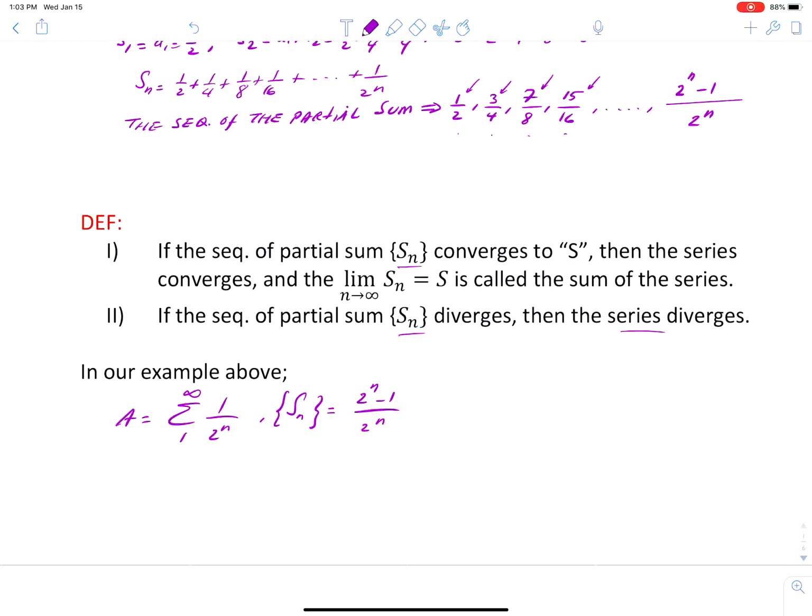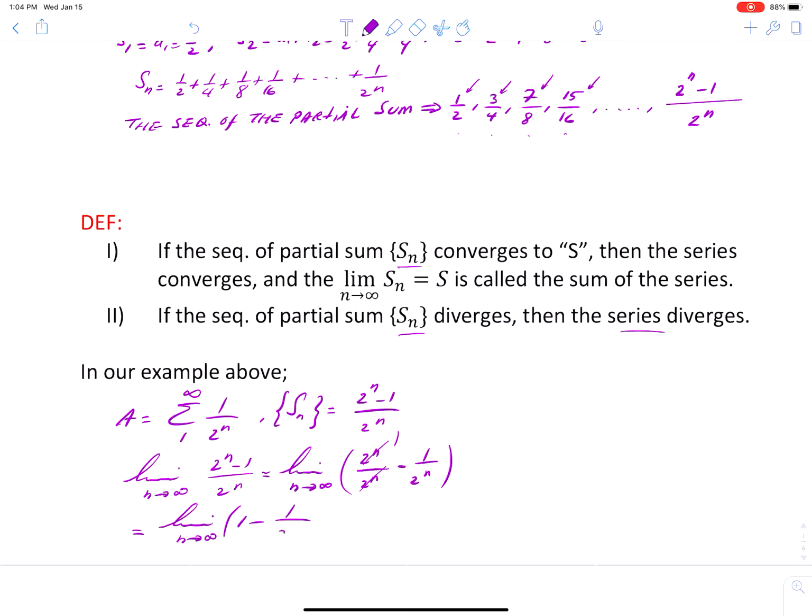So if I take the limit as n goes to infinity of 2 to the n minus 1 over 2 to the n to see whether it converges or diverges, I can simplify this and write it as the limit as n goes to infinity of 2 to the n divided by 2 to the n, minus 1 over 2 to the n. Just basic algebra, I can divide them this way. And so the first one, this and this would give me 1. So we end up getting the limit as n goes to infinity of 1 minus 1 over 2 to the n.